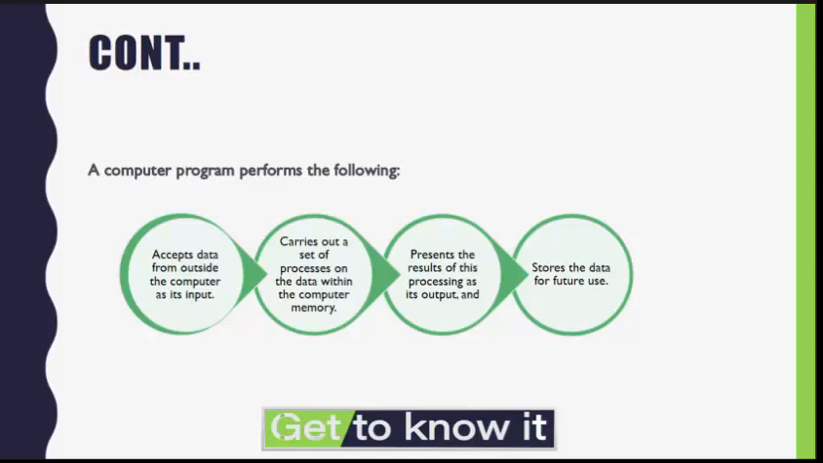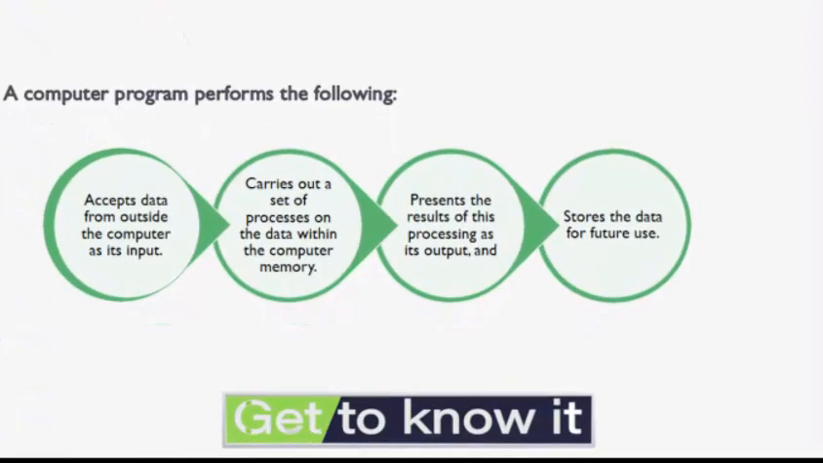A computer program performs the following. First, it will accept data from outside the computer as its input. The data accepted is then processed and also stored within the computer memory. It is then presented to the user as output, and the same output is also stored in the computer for future use.